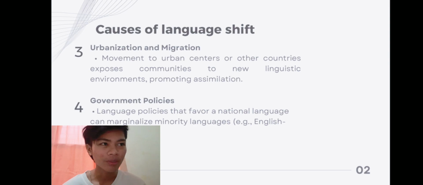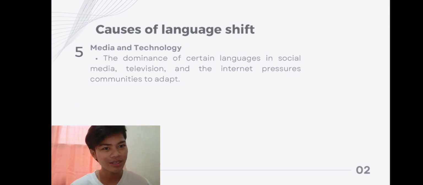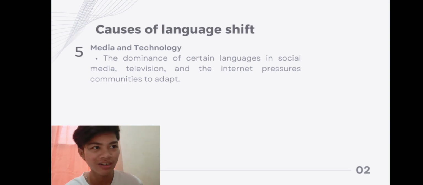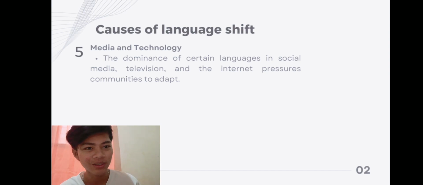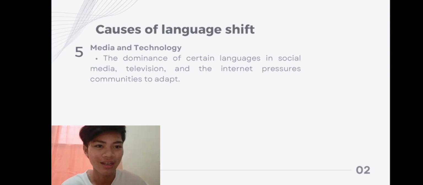Number four, government policies. Some countries create laws that favor one official language. When this happens, minority languages are ignored or discouraged, and people stop using them publicly or even privately. And last but not least, media and technology. TV shows, social media, and the internet are mostly in dominant languages. People get used to hearing and speaking those, which makes them forget or ignore their local languages.